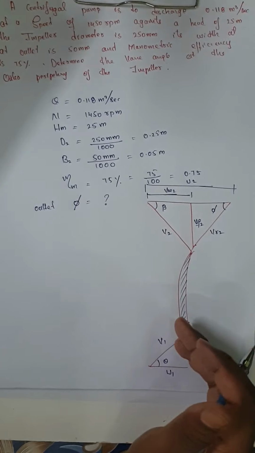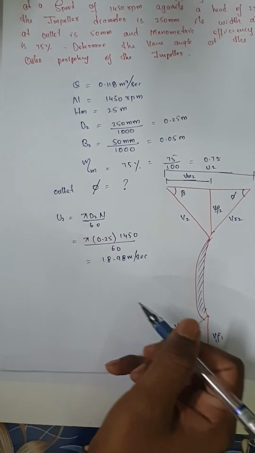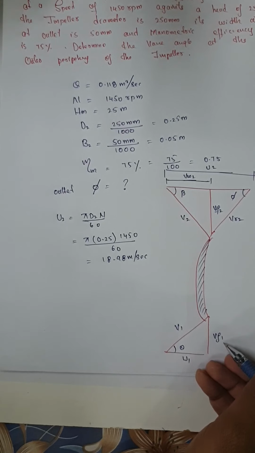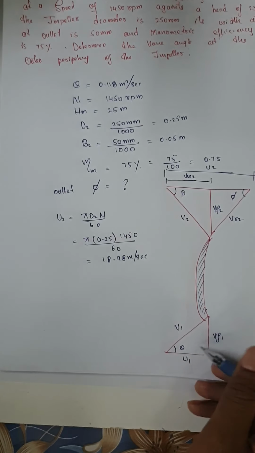Write down pi as it is, d2 value is given, so 0.25, then n is equal to 1450 divided by 60. If you solve with the help of a calculator, 18.98 meter per second is given. After getting the value of u2, can you find out Vf2 or Vf1? No, the Vf1 value is not given, u1 no, theta no. So from this inlet triangle you can't find anything. So you have to concentrate on the given data.